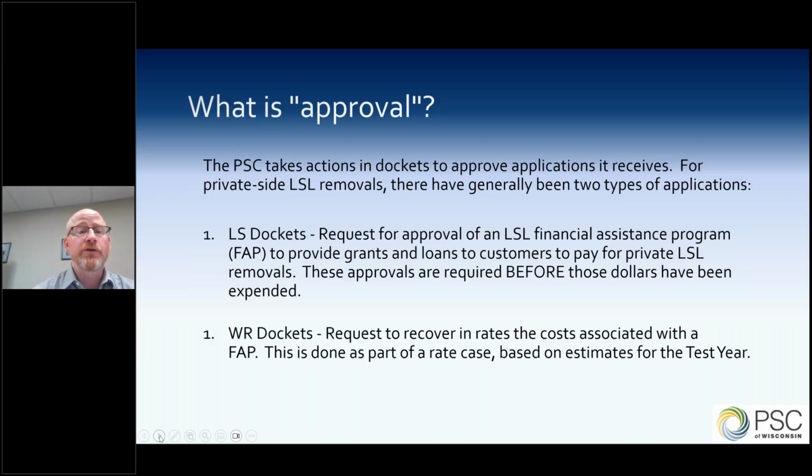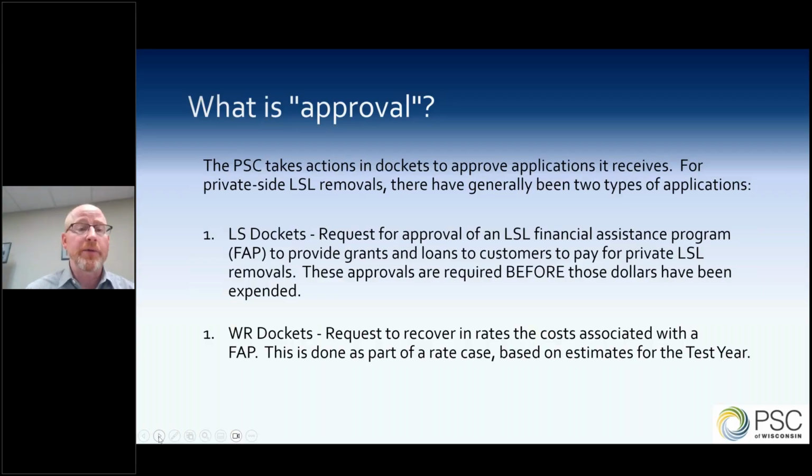The first would be if a utility did want to apply for a utility financial assistance program to use customer rates for private side lead service line removal, obviously they would have to get that approved. That would occur in an LS docket, and those approvals occur before any dollars are actually added to your customer rates. So you may get approval and you can start using customer funds, but you don't actually have any additional rates. That comes in your next rate case.